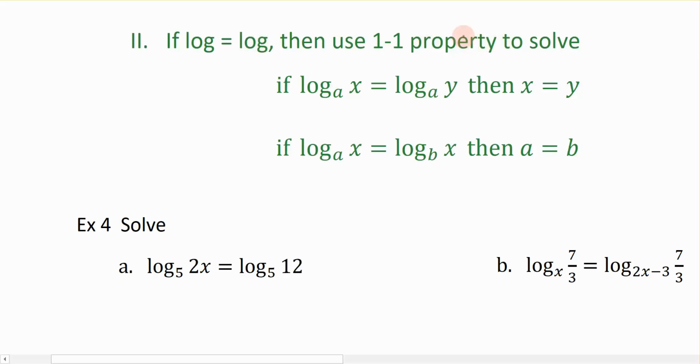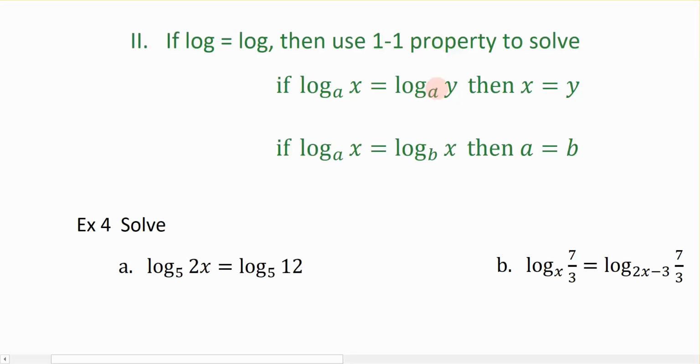one-to-one property. It says that if I have log base a of x equal to log base a of y, then I can just set those arguments equal to each other and solve, but they had to be the same base. If I have log base a of x equals log base b of x, then this time we just set their bases equal to each other and solve. They had to have the same argument in this case, and in this one they had to have the same base. If that's the case, we use the one-to-one property to solve.